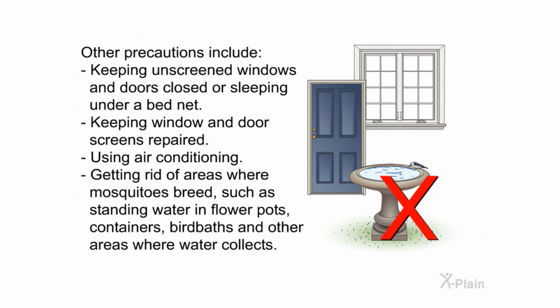Other precautions include keeping unscreened windows and doors closed or sleeping under a bed net, keeping window and door screens repaired, using air conditioning, getting rid of areas where mosquitoes breed, such as standing water in flower pots, containers, bird baths, and other areas where water collects.